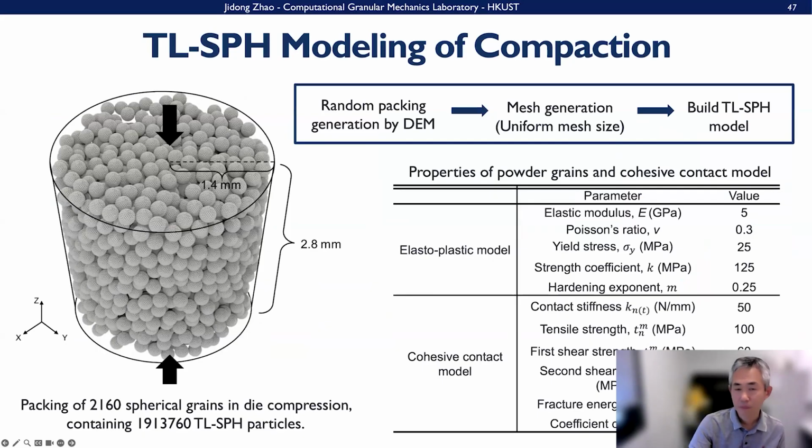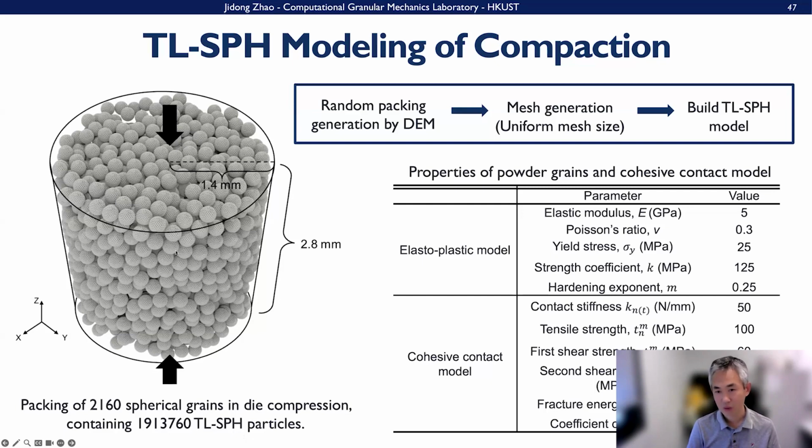And then another example is how we can apply this for the model of die compression, and we generate a packing of 2,160 spherical grains to model this die compression here. And then the total SPG particles, these are the grains, and each grain is simulated by a certain number of SPG particles. So the idea is quite similar to the multi-particle FEM. And in FEM, we use FEM to simulate each individual grain here.